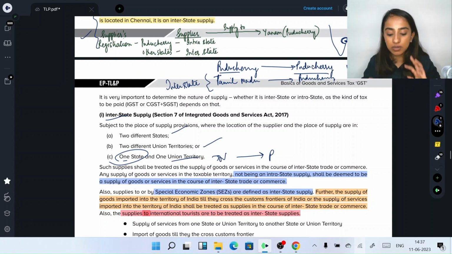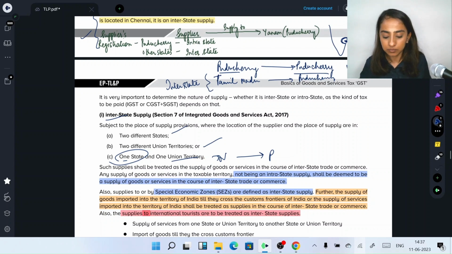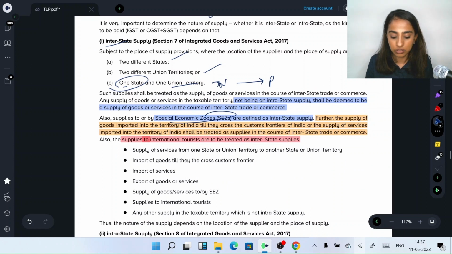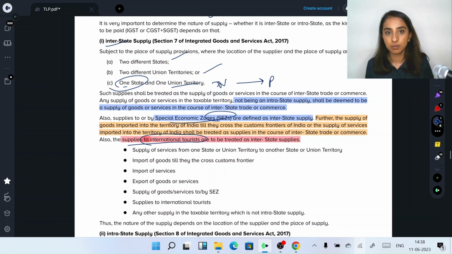They're going to be repeating this all throughout the chapter and I really hope we are clear on this. Now again they're telling us SEZ is a part of the interstate supply. SEZ is the special economic zone. So what all constitute interstate supply? Here, supplies to international tourists will also be considered as interstate supply. If you're selling something to an international tourist who's just come here for a brief period of time, he'll be considered an international tourist and it will be considered an interstate supply.